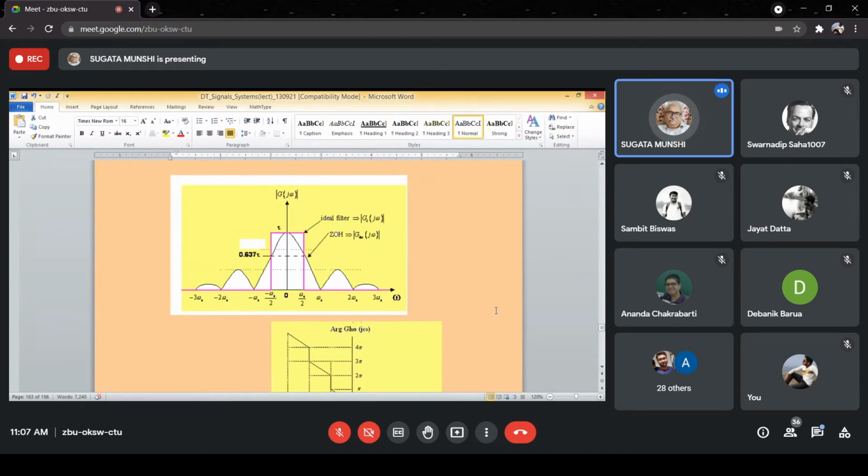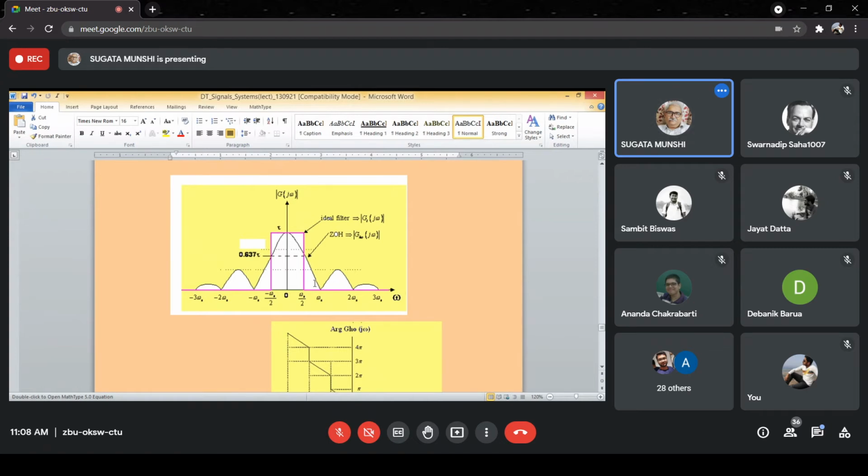So what is the difference between the amplitude response of the zero order hold and that of the ideal DAC? Just see here, first of all, the gain of the zero order hold is not zero outside the band minus omega s by 2 to plus omega s by 2. Outside the band, the gain is not zero. Not only that, it doesn't monotonically decrease to zero. It again rises like that.